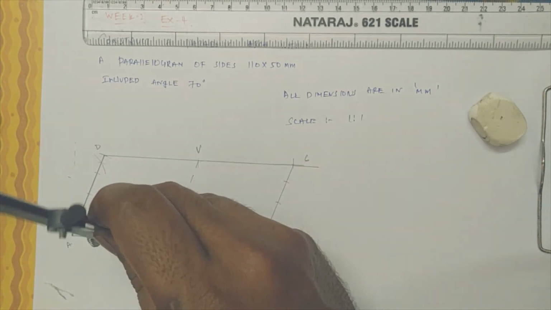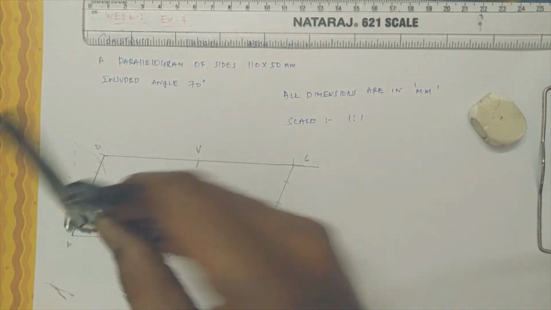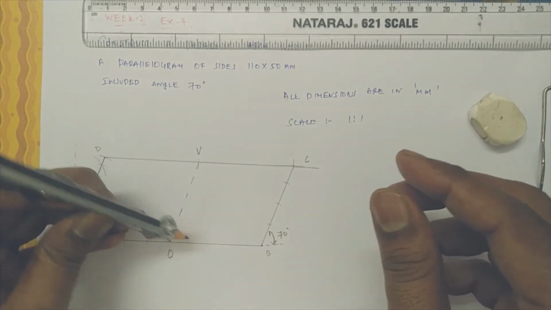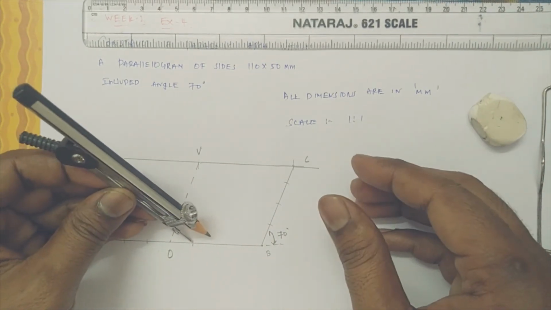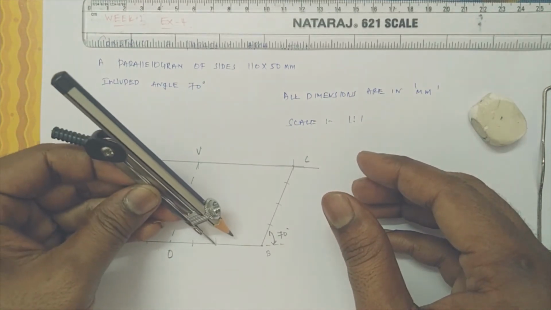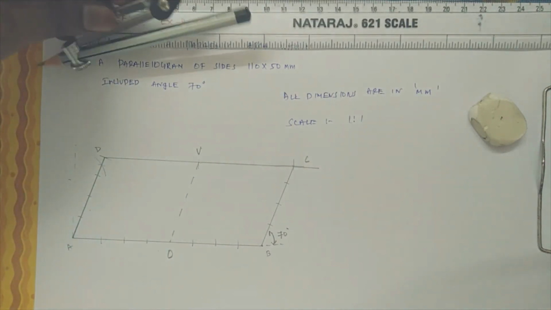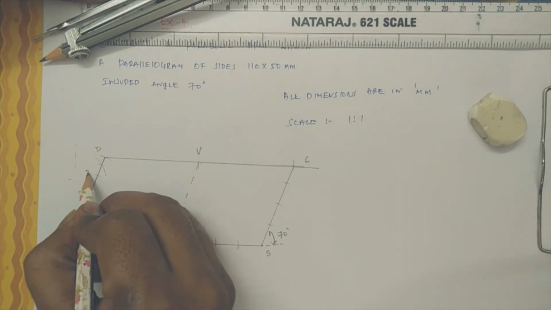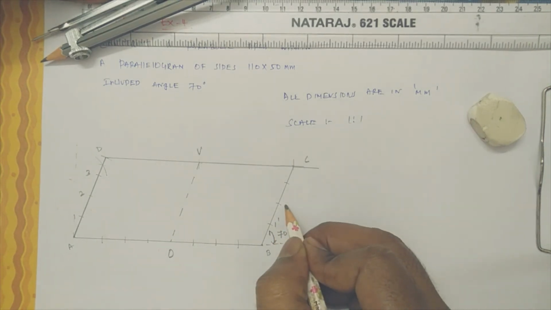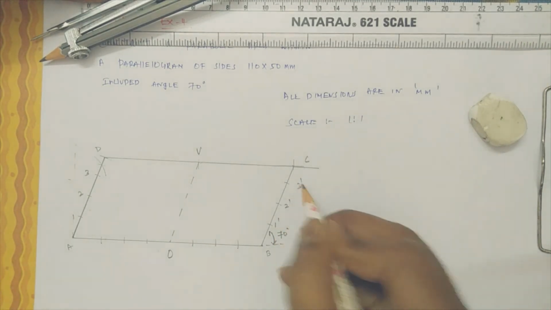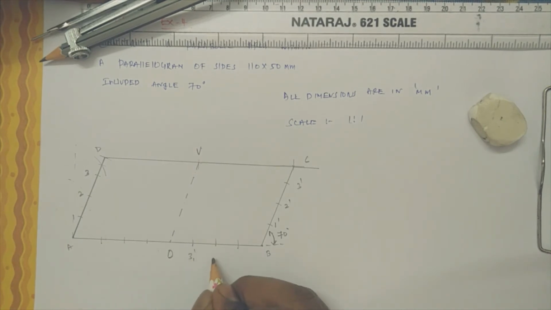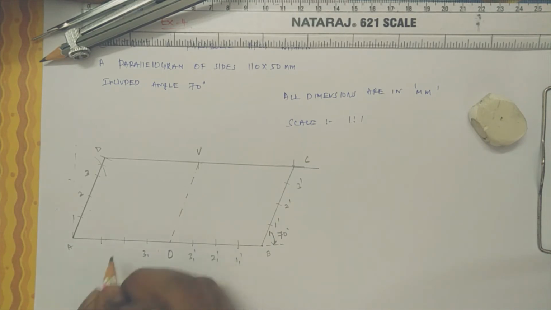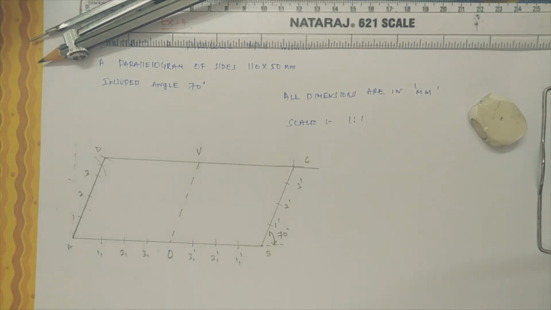1, 2, 3. Similarly 1, 2, and 3. So now if you write it, this is 1, this is 2, this is 3, this is 1 dash, this is 2 dash, this is 3 dash. Obviously this is 3 dash, 2 dash, 1 dash, 3, 2, 1. So we divide in the same manner which you have done in the previous problem.